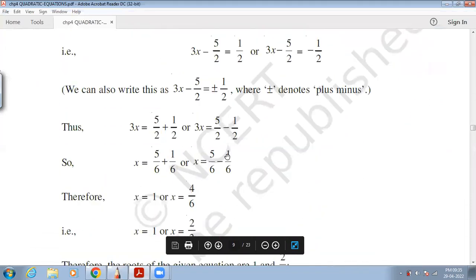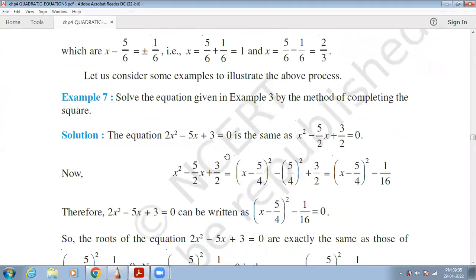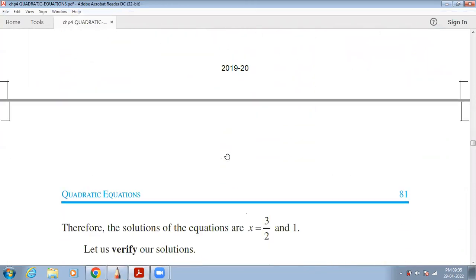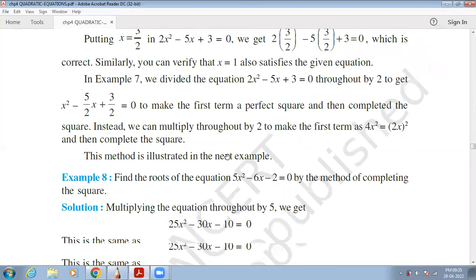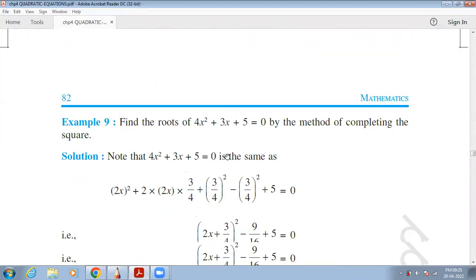So let's just keep moving. So these are the further questions. Solve all the examples, solve all the exercise problems.